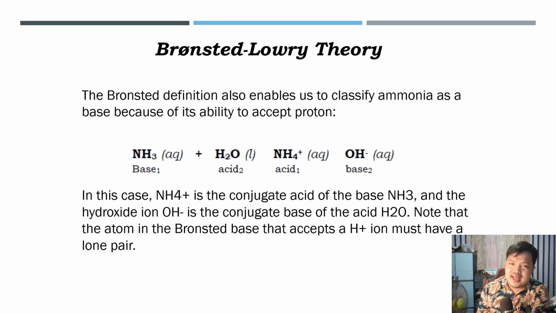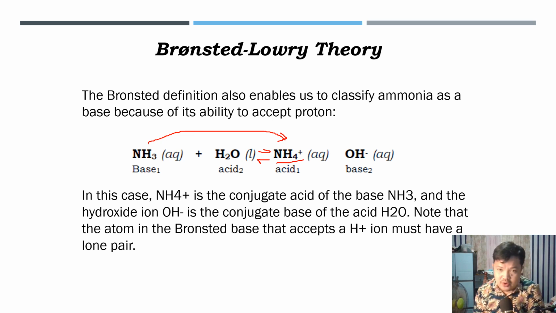Okay, so in this next slide, nawala na yung arrow natin. Lagyan ko muna ng arrow. Ayan. Okay, so the Bronsted definition also enables us to classify ammonia as a base because of its ability to accept a proton. Eto. Ammonia daw is the base in this example. So in this case, NH4 plus is the conjugate acid of the base NH3. Ayan, yung NH3, siya yung base, kaya naka-form siya ng conjugate acid na NH4 plus.